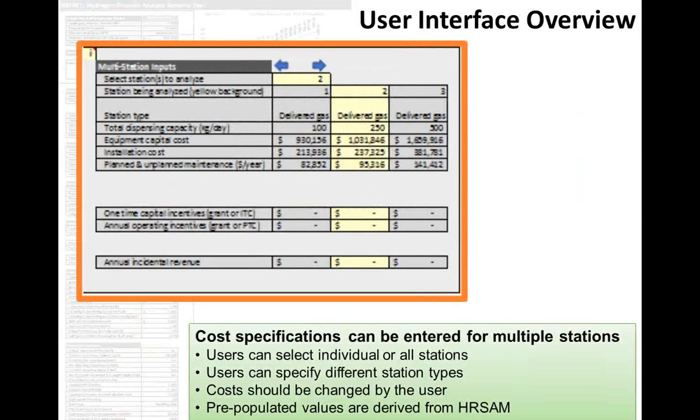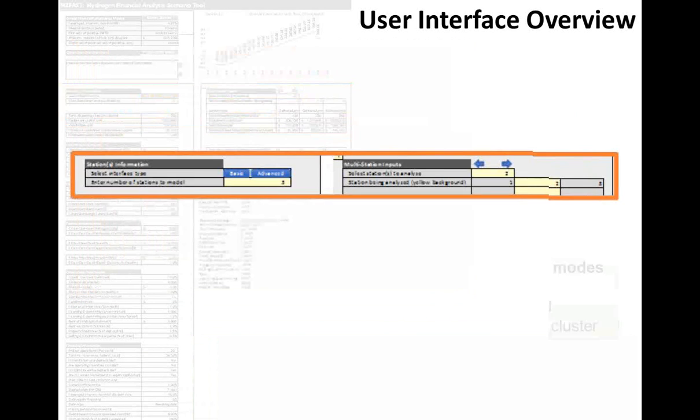This particular part of the user interface just shows the cost and incentive inputs for each of the stations you've done. You can use this for 1 station, but then you can add up to 10, and this just allows you to quickly see the differences between the cost inputs and the incentive inputs between all the stations that you've put in. Go to the next portion of the user interface.